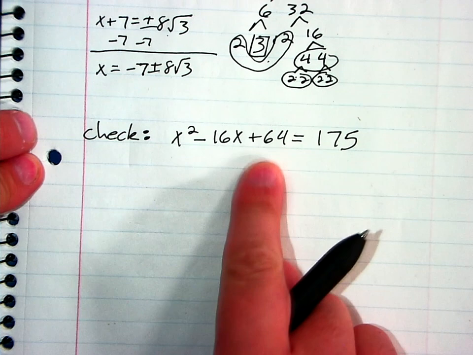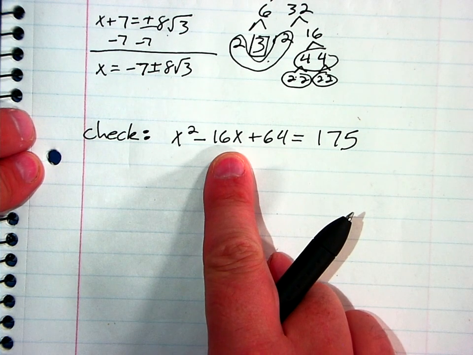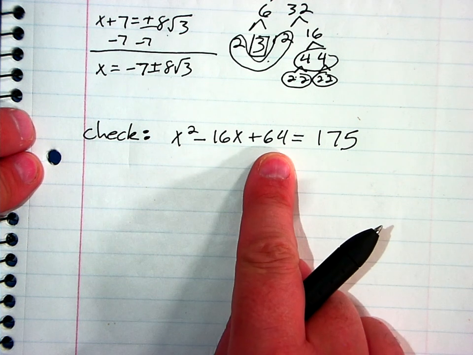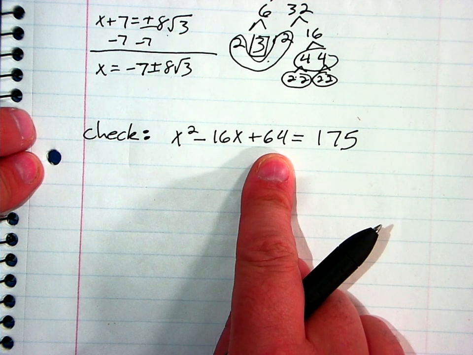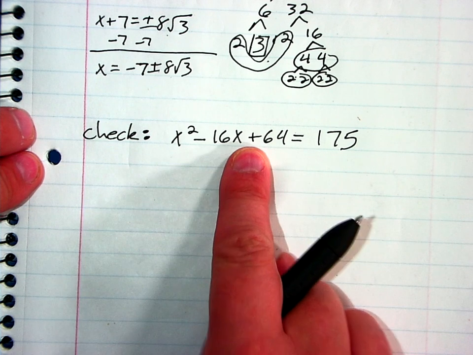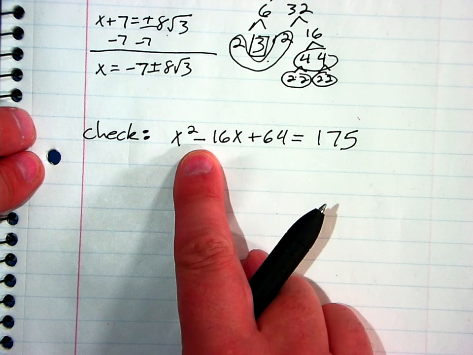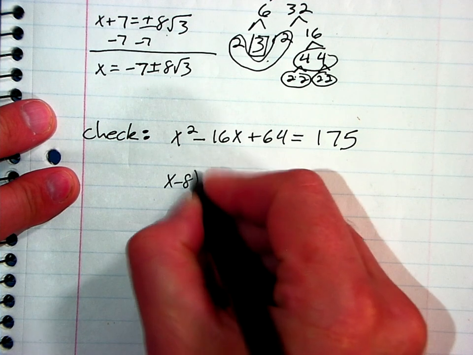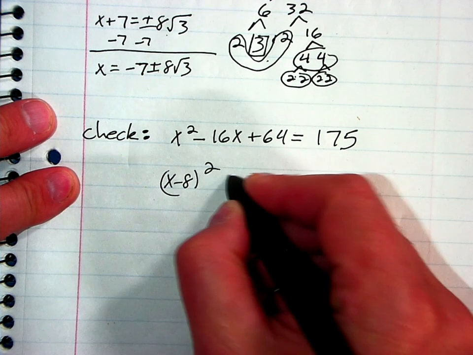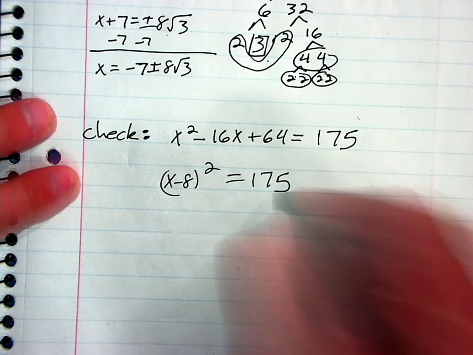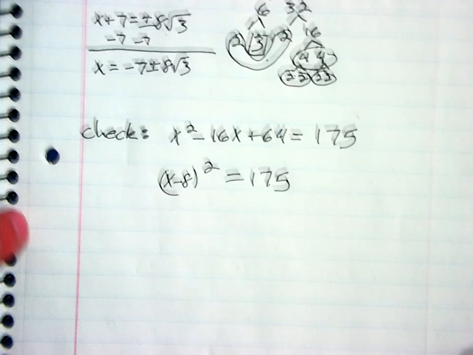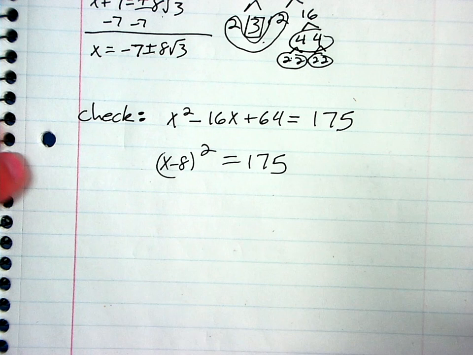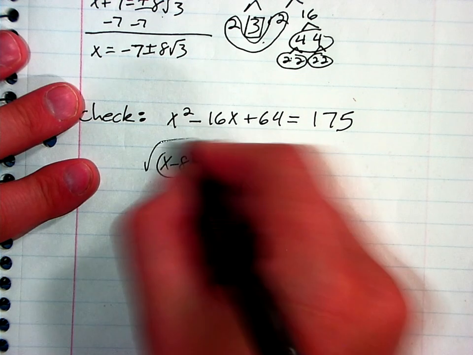What are your factors of 64 that equal 16? What are your factors of 64 that pop into your head right away? 8 and 8. This tells us the signs are the same. This tells us they are both negative. So x minus 8 squared equals 175. Are you good with that? Yeah. All right, so now we have to square root both sides.